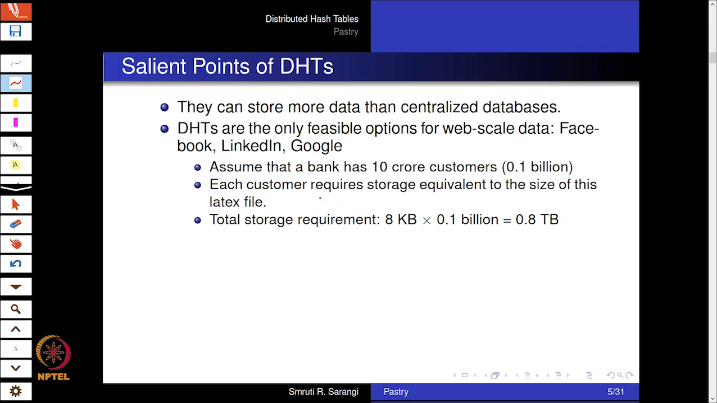Why do we say that we need DHTs? Well, we need DHTs, as we have discussed, to store web scale data, which means a lot of data. Let's consider an example. Assume a bank has 10 crore customers. A crore is an Indian term. Roughly a crore is 10 million, so it is 100 million customers.